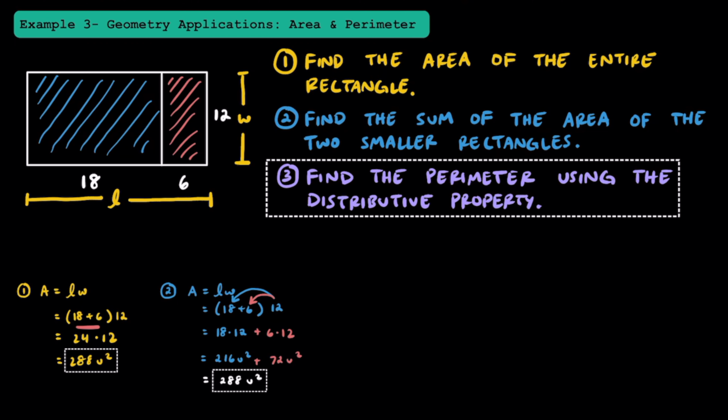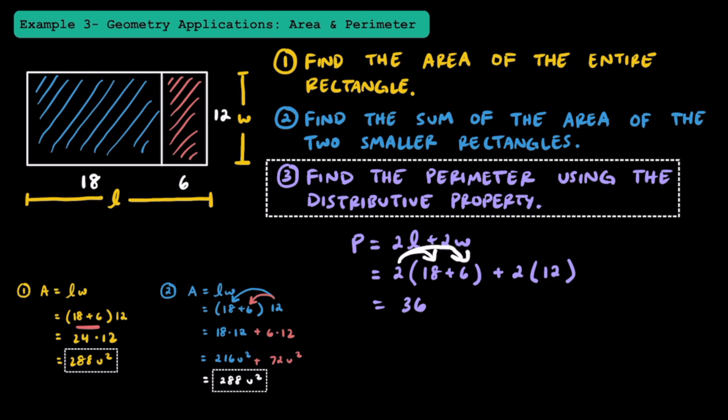Now let's find the perimeter of this rectangle using the distributive property. To find the perimeter of any rectangle, P will equal twice the length plus twice the width. Since we know the length is 18 plus 6, we can write 2 times the quantity of 18 plus 6, since we know that's the bottom and the top of the rectangle, plus 2 times W, so it's going to be 2 times 12. Now if we need to use the distributive property, we'll start by multiplying this 2 times 18, and that's going to equal 36. Then we have 2 of these 6's, or 2 times 6, and that's going to equal 12.